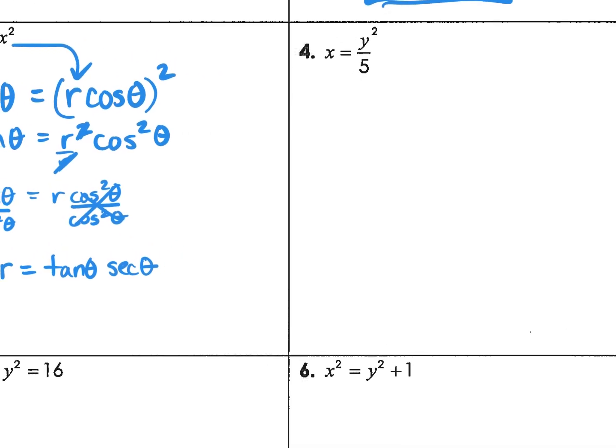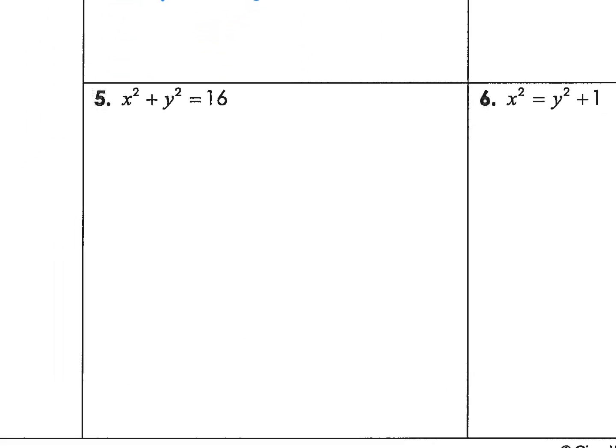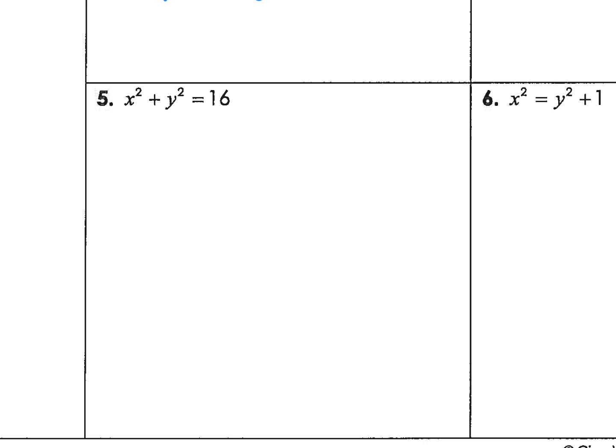Okay, let's try one more. This one ought to be pretty easy. X squared plus y squared equals 16. Somebody just tell me what that is. Thank you. It's a circle. If it's a circle, it should just end up being r equals something, shouldn't it? Think about what we just did last time where we were graphing. Remember, anything that's just r only is a circle. So this will end up just being r equals something. So how do we get there?